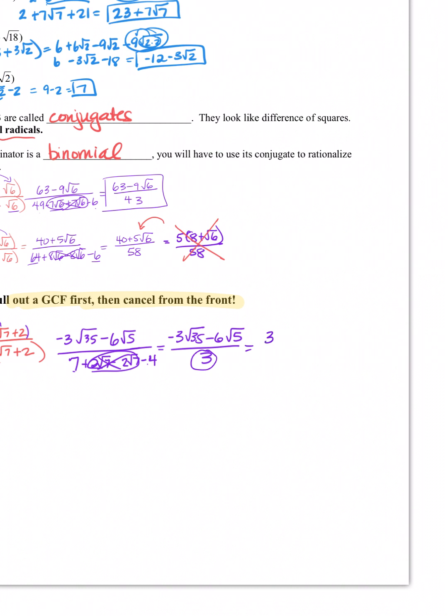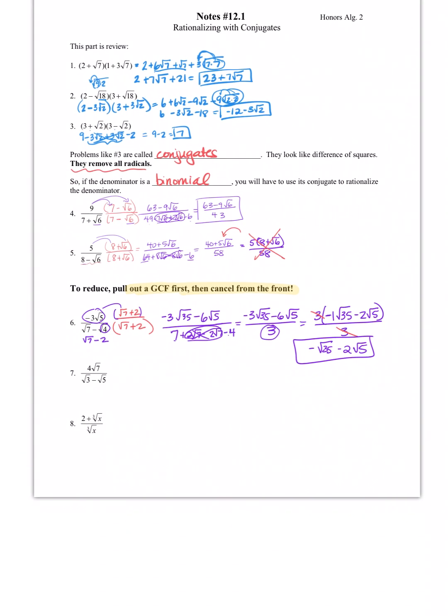So if I factor out a positive 3, that's going to leave me with a negative 1 right there. I don't have to write that, but I could. Square root of 35 minus 2 square roots of 5, all of that over 3. Now I can see that these things cancel out. Again, this is the only way we can cancel. So then my final answer is just negative square root of 35 minus 2 square roots of 5. So simplified quite a bit.